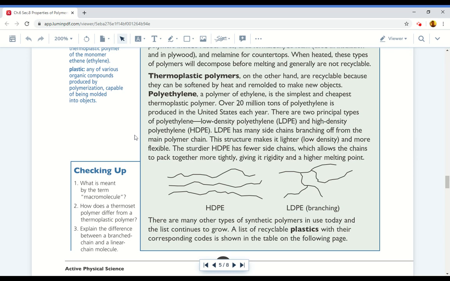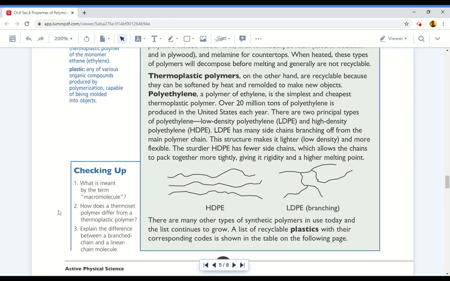LDPE has many side chains branching off from the main polymer chain. This structure makes it lighter, low density, and more flexible. The sturdier HDPE has fewer side chains, which allow the chains to pack together more tightly, giving it rigidity and a higher melting point. So here is the structure of HDPE, high density polyethylene, and here's the structure of LDPE, low density polyethylene.